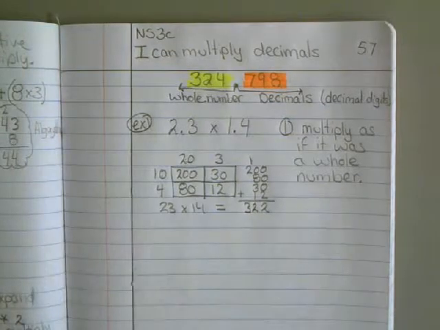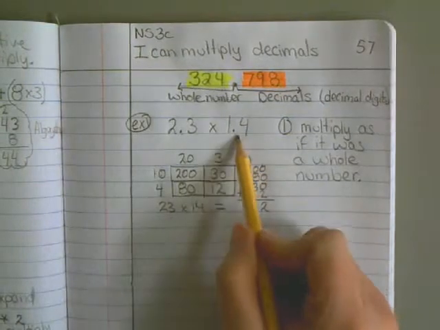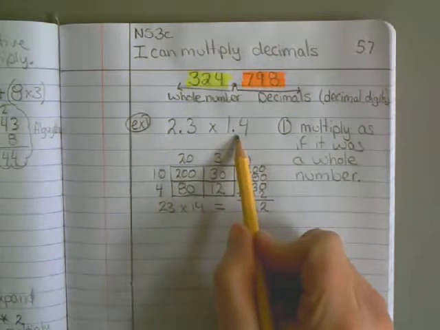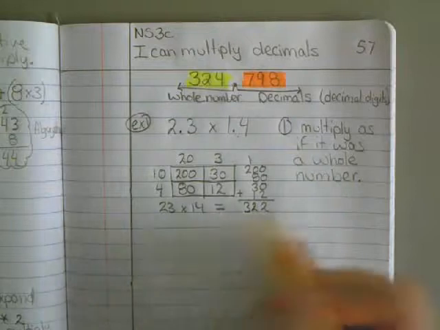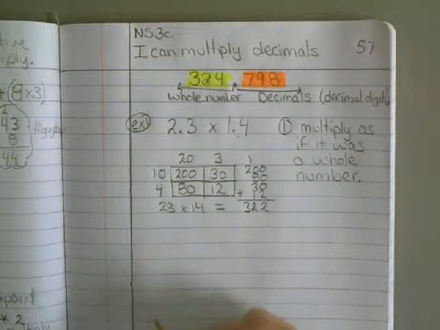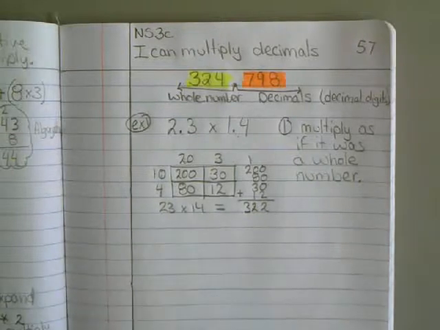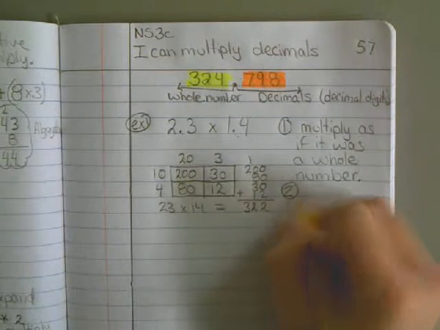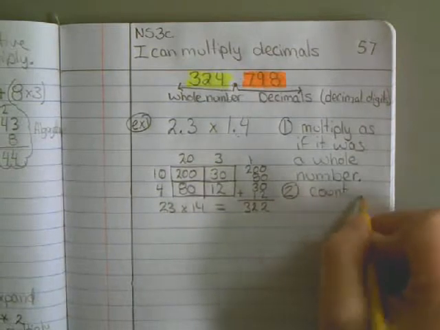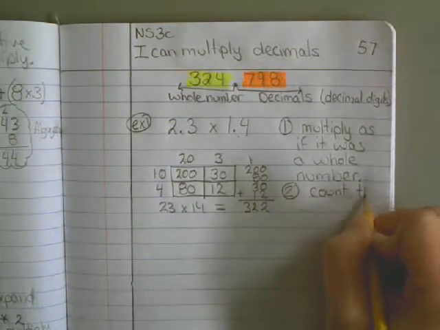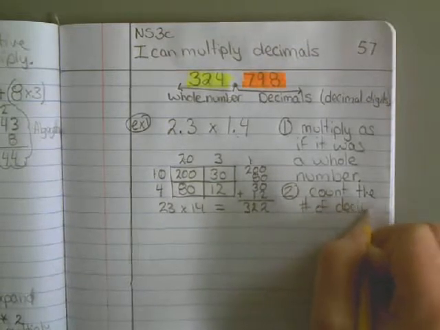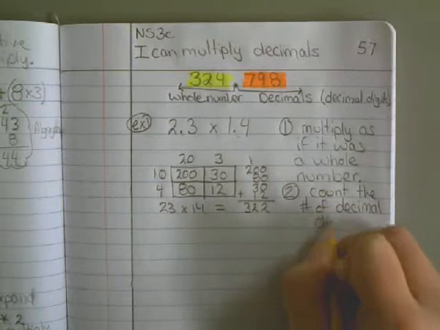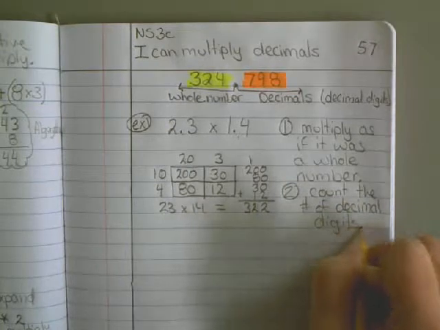But we have to look at our original problem, and our original problem is decimals. So we can't just say, oh, 322 is the answer. We need to put the decimals back in there, and I'm going to show you how to do that, and it's actually very easy. First thing you need to do, count the number of decimal digits. Okay, count the number of decimal digits.